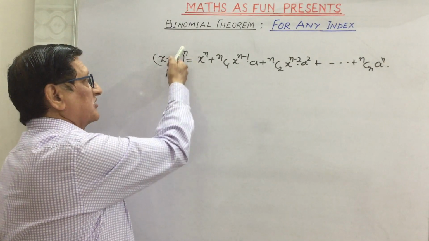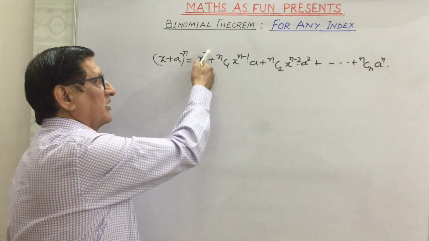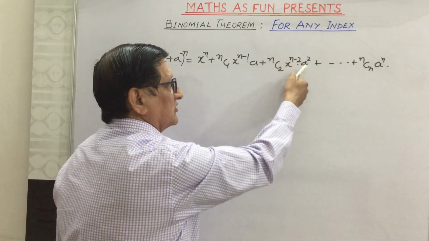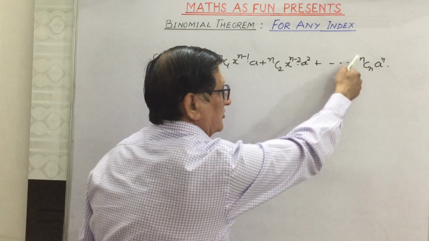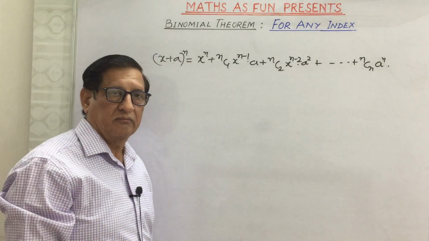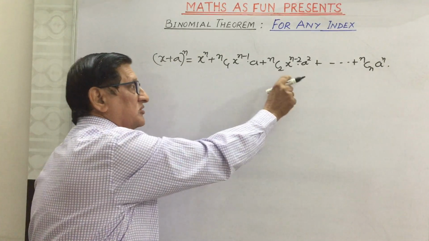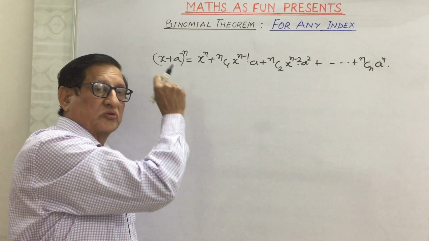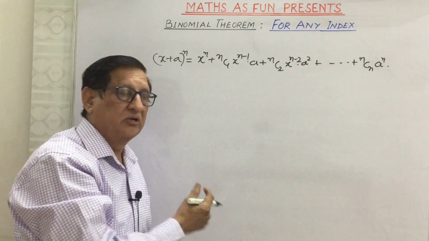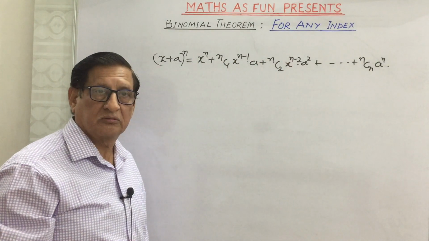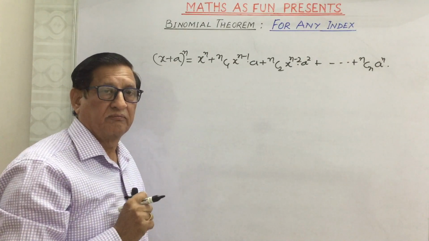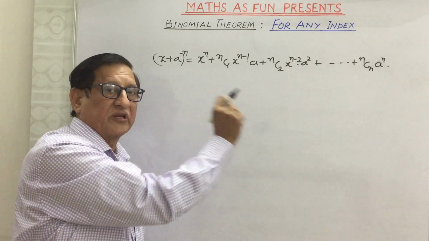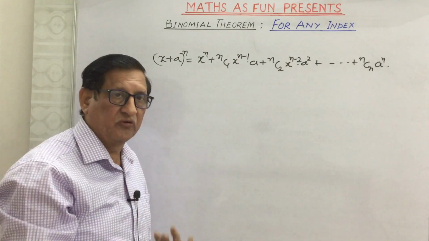That is, (x + a)^n = x^n + nC1 x^(n-1) a + nC2 x^(n-2) a^2 + and so on, up to nCn a^n. Here we know that the number of terms is n + 1. That is because n is a positive integer, a definite number, so the number of terms is also definite. But in case it is a fraction or a negative integer, then the expansion will have an infinite number of terms. What do we do for that?